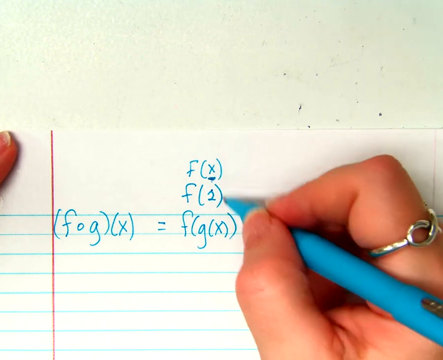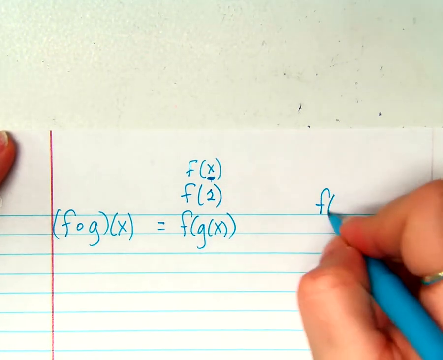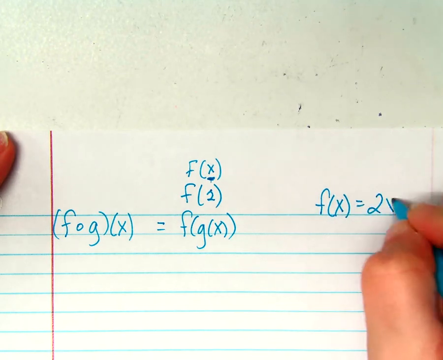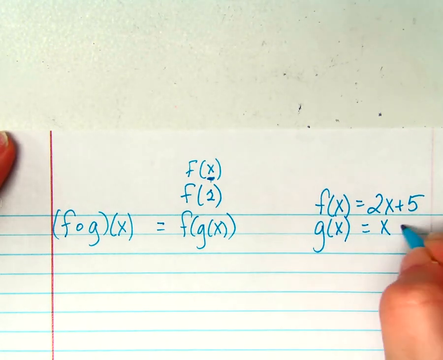Anywhere there's an x, plug in the g of x. That's exactly right. Okay? So I'm going to write this down real quick just so we remember. I know you have it on your paper, but I don't have it up here. What is this, x plus 4?